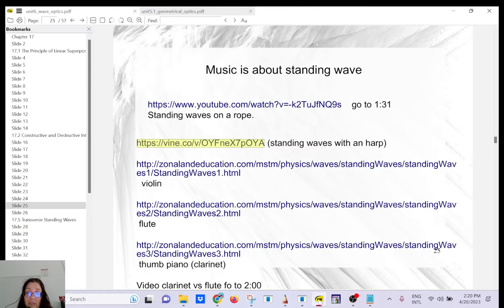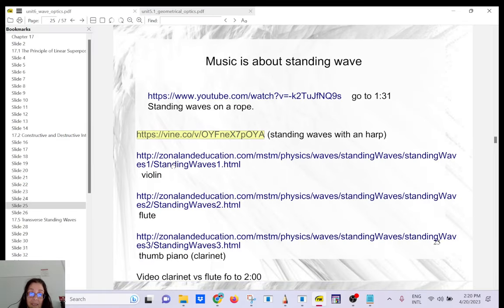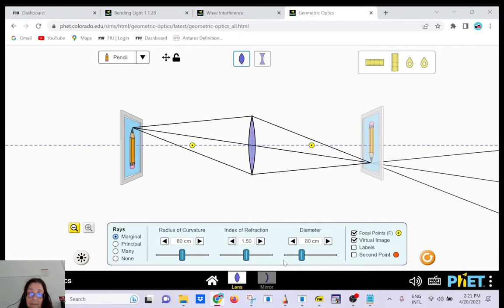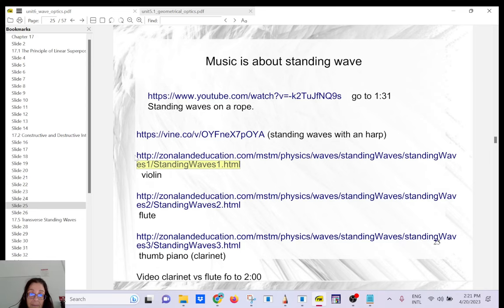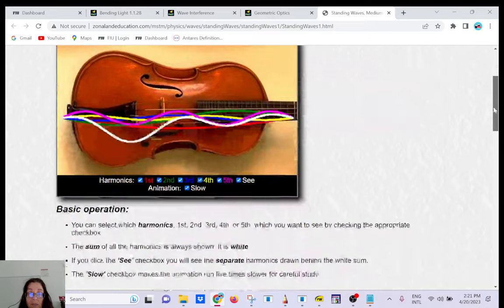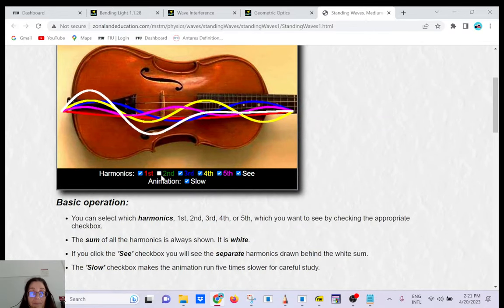I don't know if I have a guitar. I think I have a violin. Let's look at the violin here. Yeah, let's look at the first harmonic.